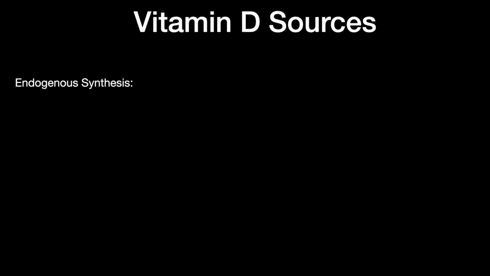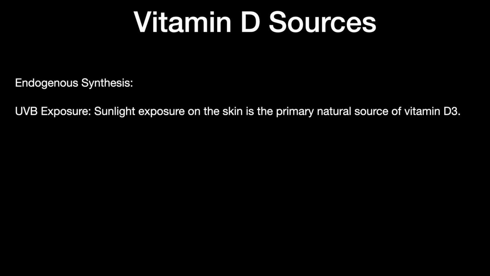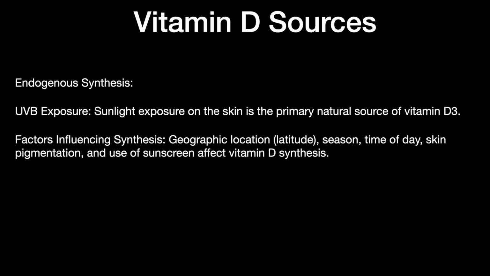So what are the sources of vitamin D? The endogenous source: ultraviolet B exposure, sunlight exposure in the skin, is the primary natural source of vitamin D3. Factors influencing this synthesis are the geographic location, that is latitude, the season, the time of day, skin pigmentation, and use of sunscreen.